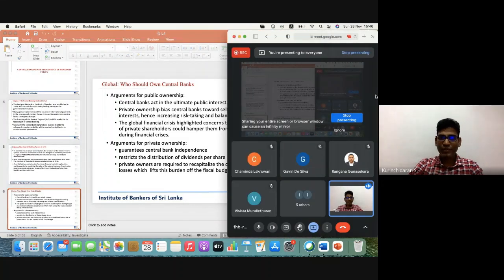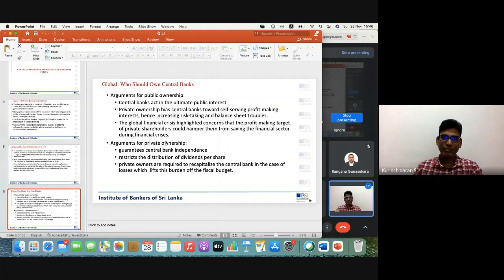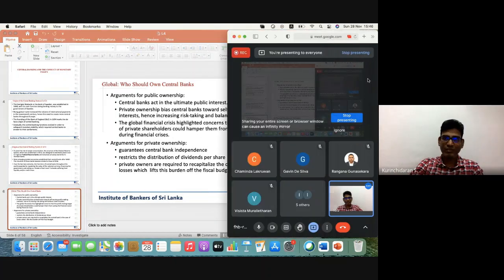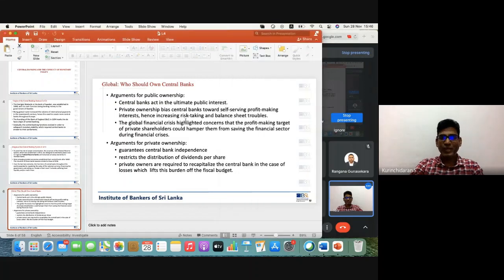Any idea why we need a central bank? No? Okay. Now, when it comes to the Central Bank of Sri Lanka, we always talk about two core objectives. One is economic and price stability, and the other is financial system stability.